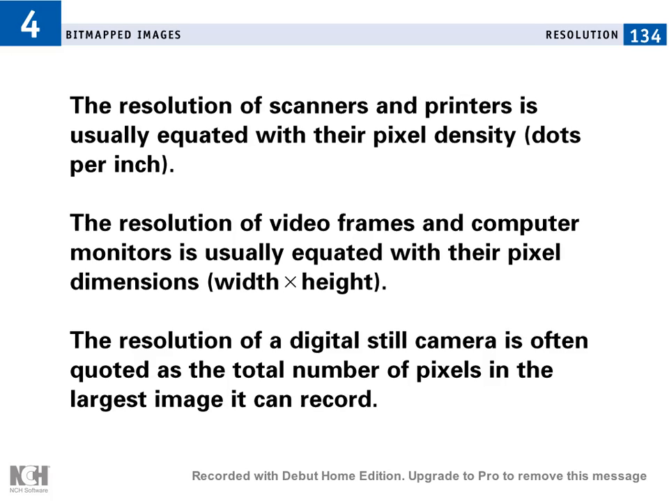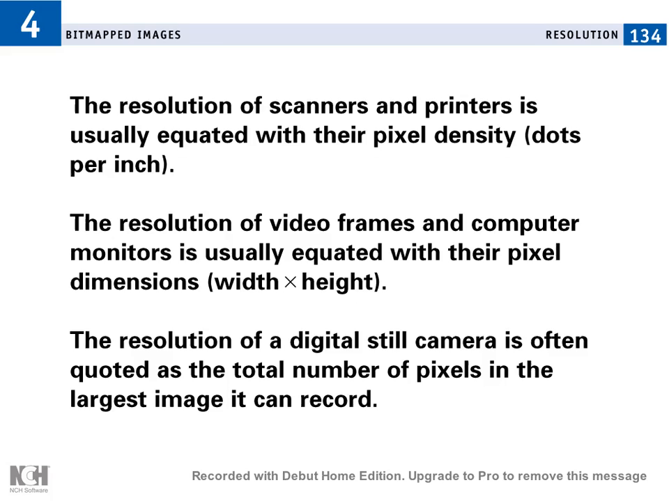But the dot shown here is pixels on the paper. So for printer or scanner, they usually use the DPI to describe their resolution. And for the video frame or computer monitor, they usually use the pixel dimensions, for example, like this, width multiplied with height. For example, 1,000 by 700.